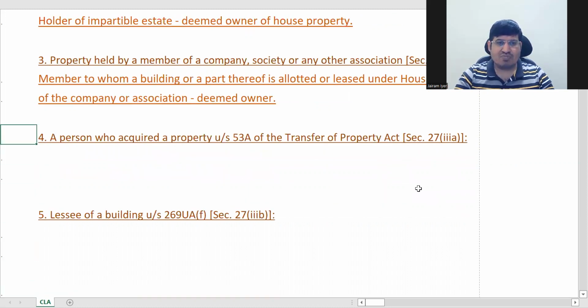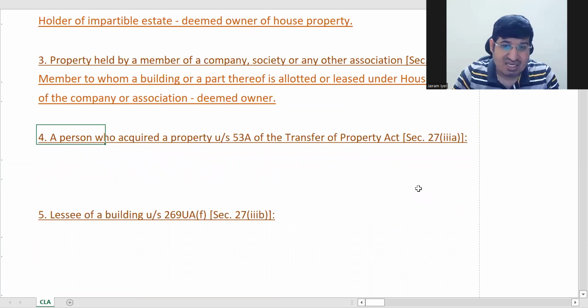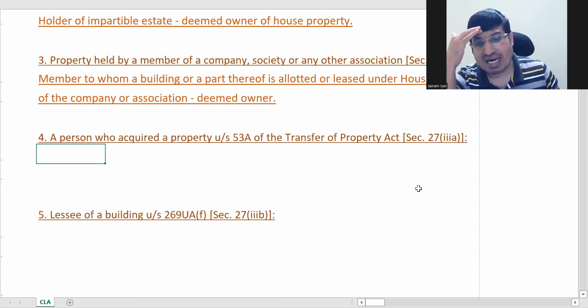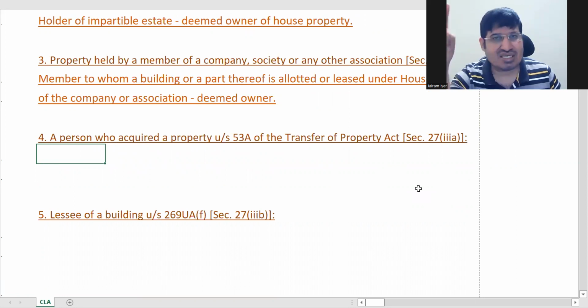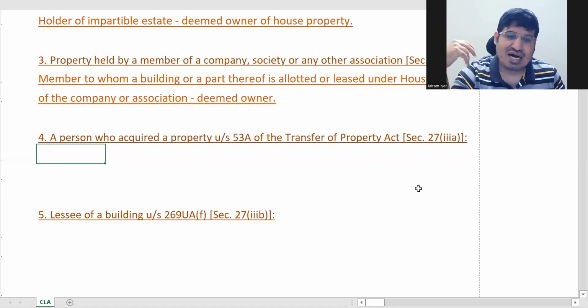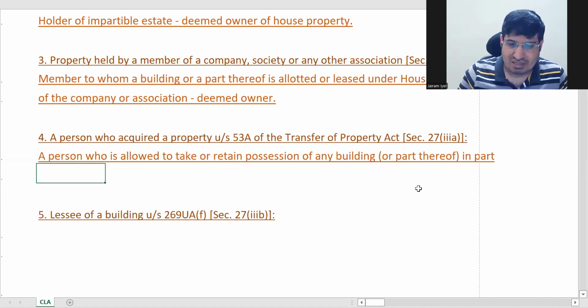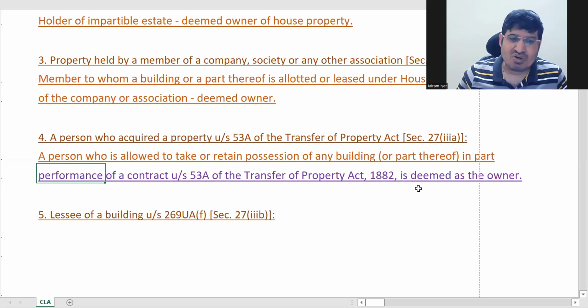Then next is a person who has acquired a property under 53A of the Transfer of Property Act. As we saw above, there are two basic ways of getting the property registered in your name. One is registration, where you will get it registered. Another way by which you can become an owner of the property is the Transfer of Property Act. A person who is allowed to take or retain possession of a building under 53A of the Transfer of Property Act will become a deemed owner.